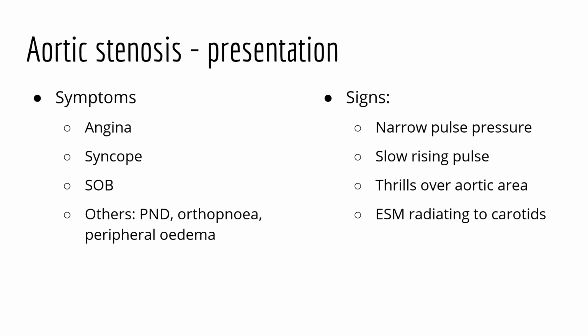In terms of the signs, we might see a narrow pulse pressure, and this is when the systolic and diastolic pressures are closer together than normal. We might see a slow rising pulse, so when we palpate the pulse, we might feel that slow rise of the pulse. On auscultation, we might hear some thrills over the aortic area, and we might hear an end-systolic murmur, which radiates up to the carotids.